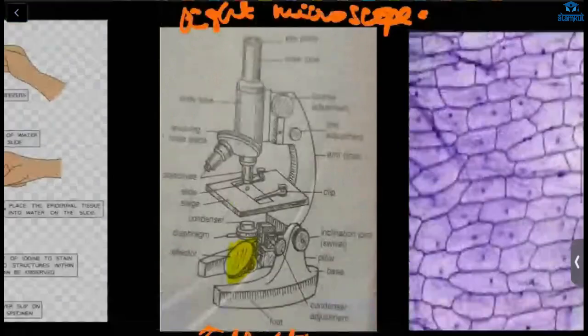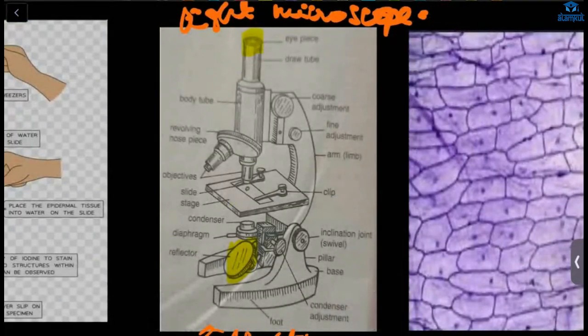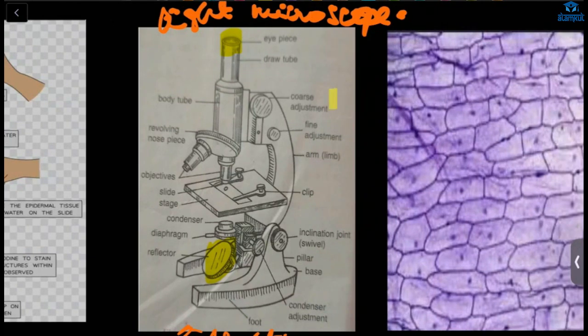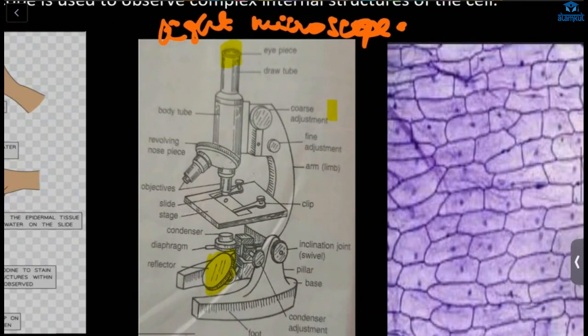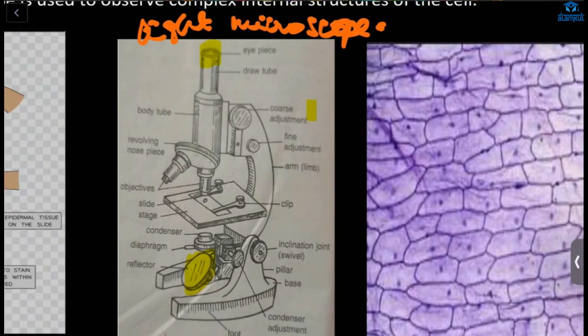And from the eyepiece, what do we see? We can see the magnified image of the specimen or the object. This coarse adjustment, it is for what? Focusing. Here it is for the perfect image. Fine adjustment, we can get the lining, everything perfectly in fine adjustment.